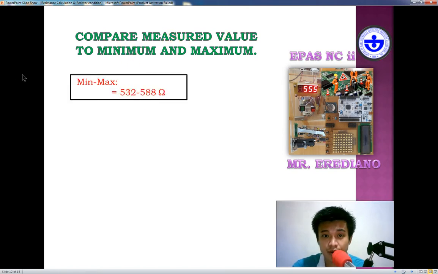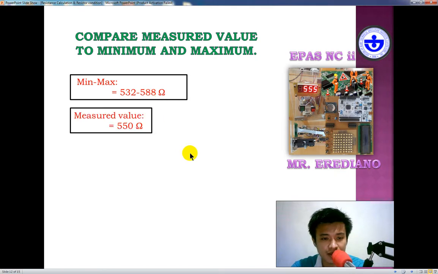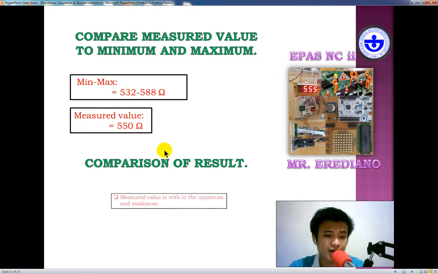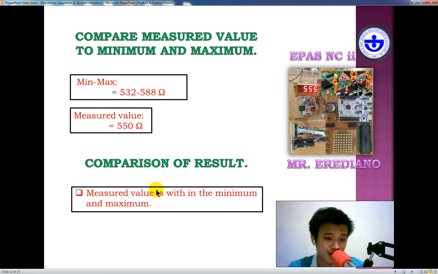Okay, based on our previous example, the minimum is 532 and our maximum is 588 ohms. And then we get here the measured value as 550. So it means you are to compare, and based on this data, the comparison result will say that the measured value is within the minimum and maximum. So this 550 is within the range of this minimum and maximum. This is our comparison result.